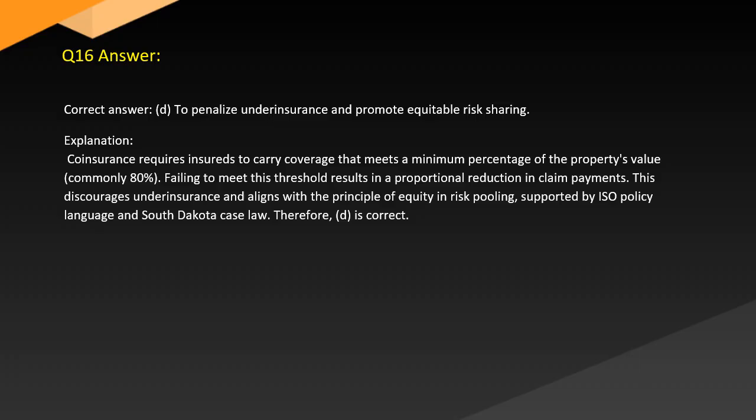Answer. Correct answer: D. To penalize underinsurance and promote equitable risk sharing. Explanation: Coinsurance requires insureds to carry coverage that meets a minimum percentage of the property's value, commonly 80%. Failing to meet this threshold results in a proportional reduction in claim payments. This discourages underinsurance and aligns with the principle of equity and risk pooling supported by ISO policy language and South Dakota case law. Therefore, D is correct.